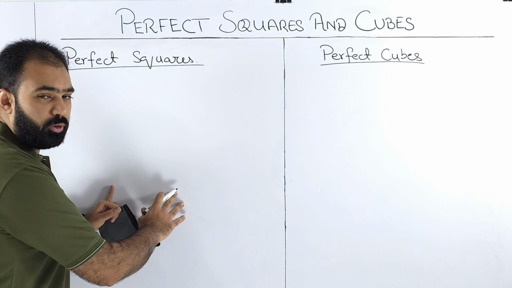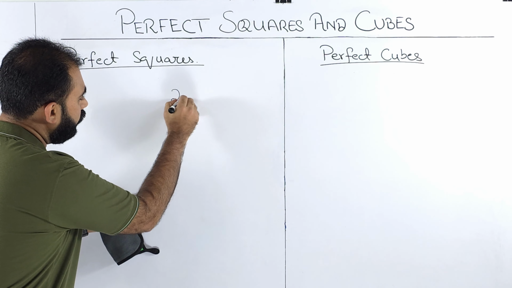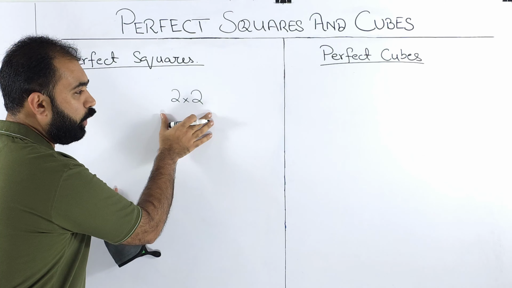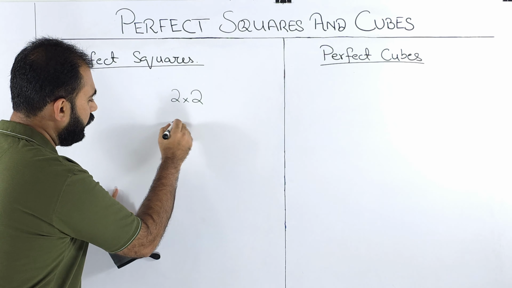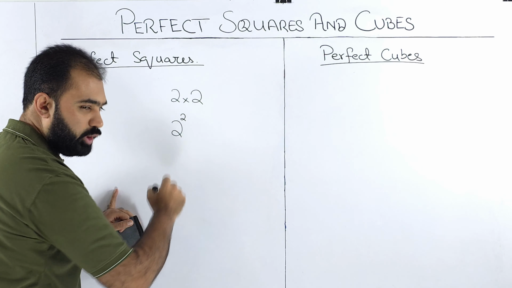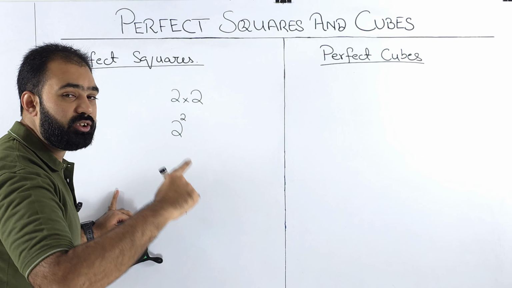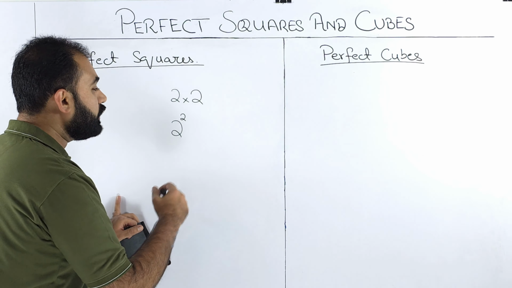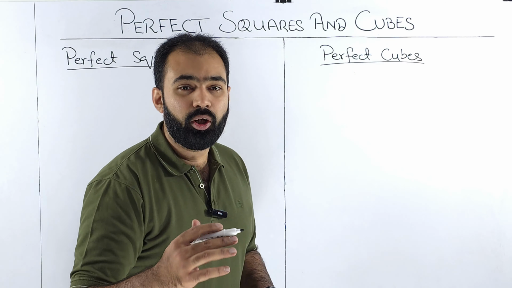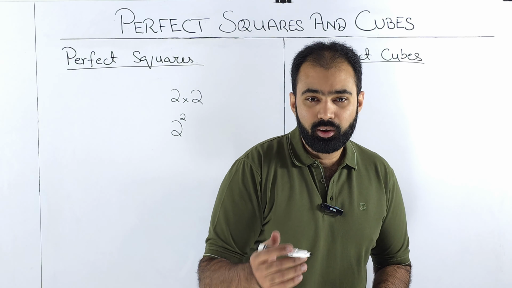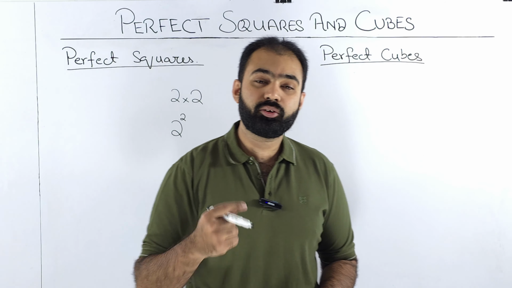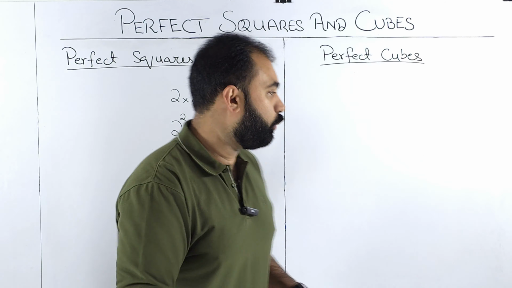We started in the chapter of index notation. When 2 multiplied with 2 is written in the form of index notation, we say 2 raised to the power 2, and raised to the power 2 has a specific term given to it, and that is called square. 2 squared, right? So anything when raised to the power 2 is called square.